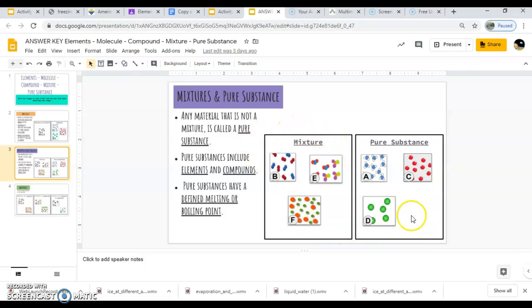Whereas for pure substances, you'll notice that the major difference is that they're the same throughout. So if it's a pure substance, it is made up of only a compound or only an element. It has to be the same throughout in order for it to be a pure substance. So water is a pure substance. Sugar would be an example of a pure substance because it's all the same throughout. Salt would be an example of a pure substance, sodium chloride.